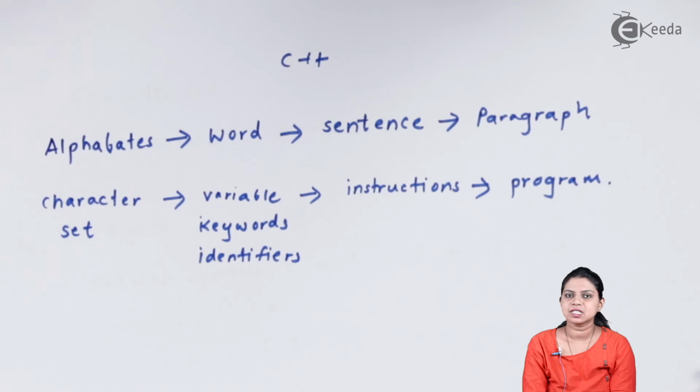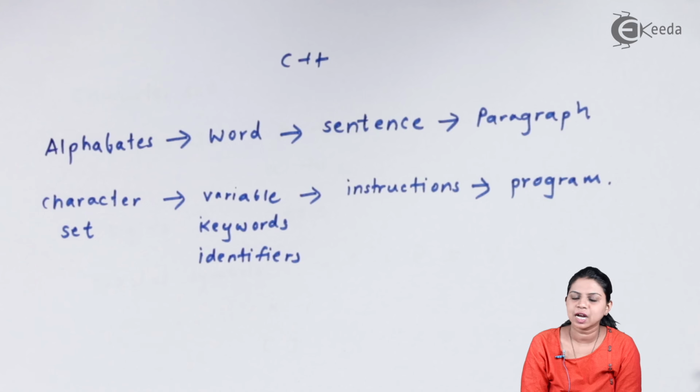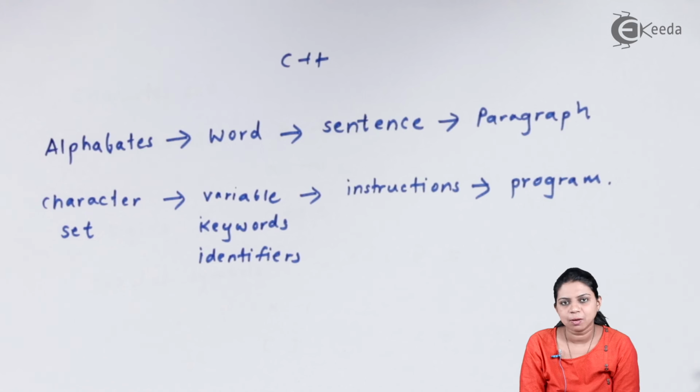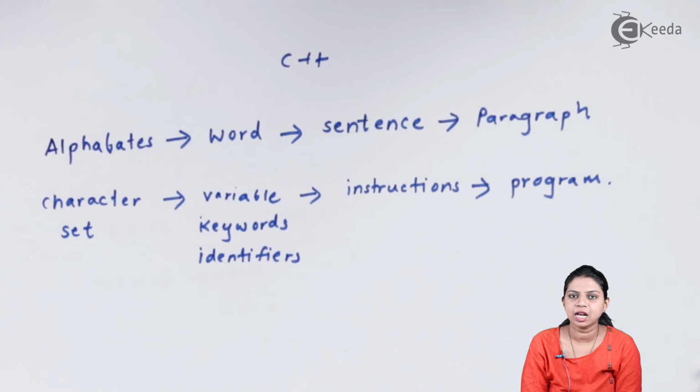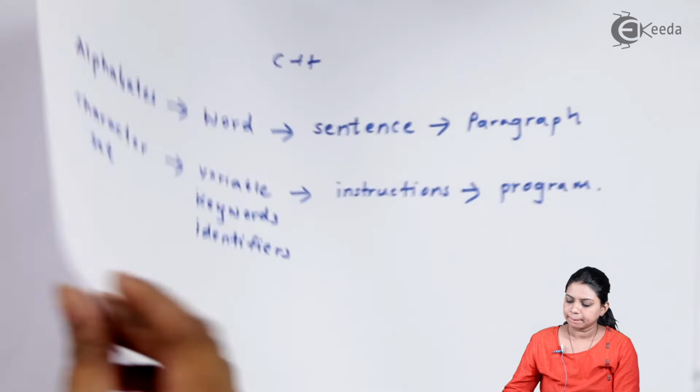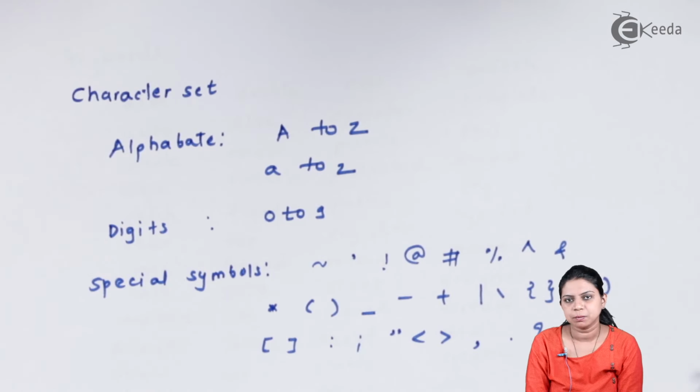Before starting the C++ program, we need to study the alphabets which we use in C++, and those alphabets are nothing but the character set of C++. So let us have a look at the characters which are allowed while writing a C++ program. Those characters are called the character set of C++. Have a look at it. The character set of C++ consists of alphabets.